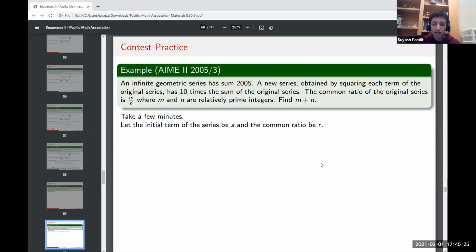So let the initial term of the series be A and the common ratio be R, as always. A over 1 minus R equals 2005. That's our formula for the sum of an infinite geometric series.